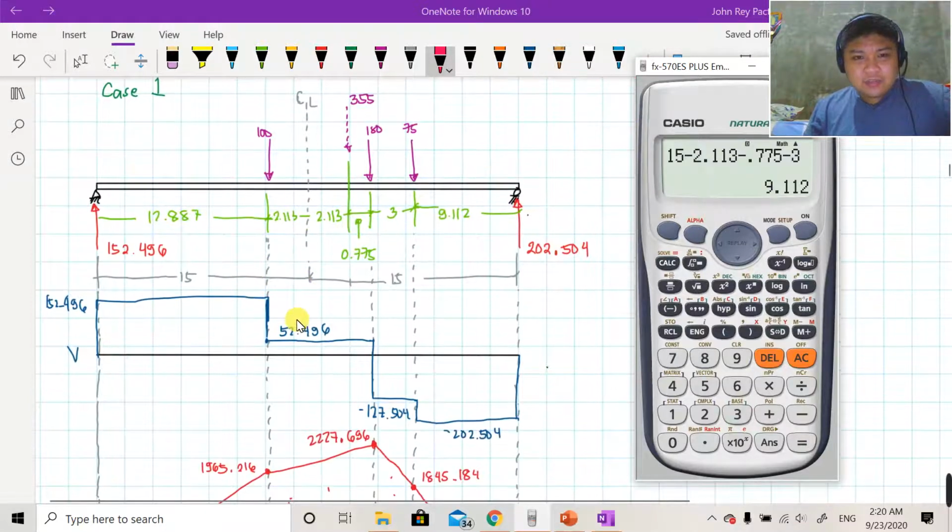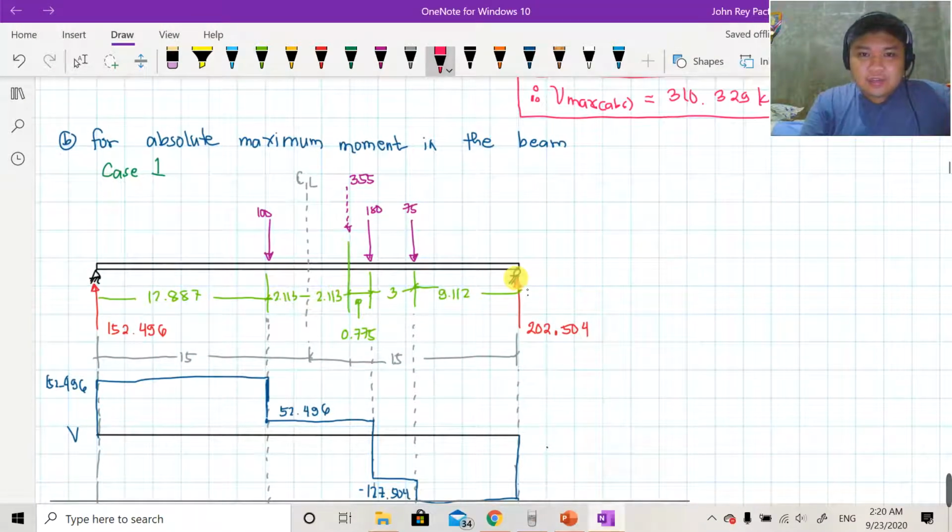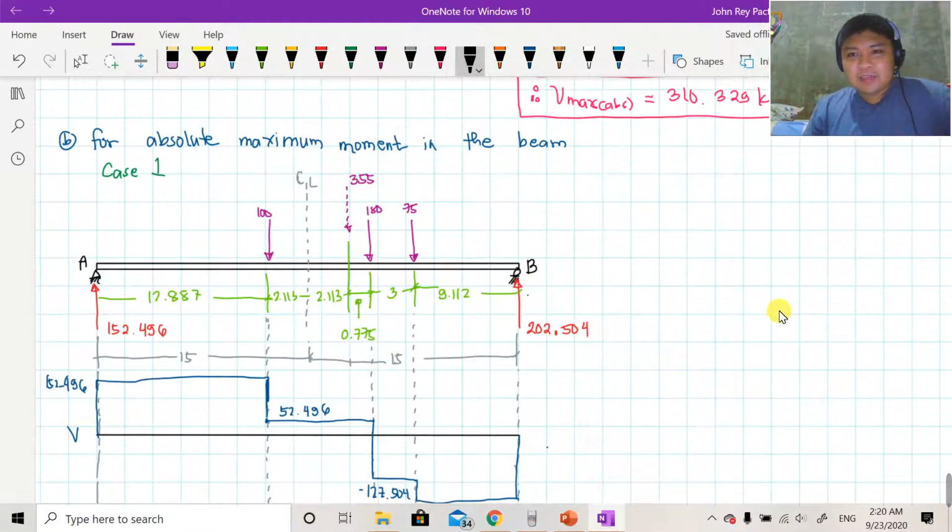So, next tayo. Syempre, kailangan natin mahanap yung reaction, class, di ba? Tawagin ko muna to as point A and point B. Para may guide kayo, isulat ko dito, class, yung paghahanap ko ng reaction, yung solution. Halimbawa, summation moment at A equals 0. Clockwise moment equals counterclockwise moment, class. So, from point A, ang gamitin na lang natin, class, is yung 355. Ang distance niya, class, is 12.887 plus 2.113 plus 2.113.